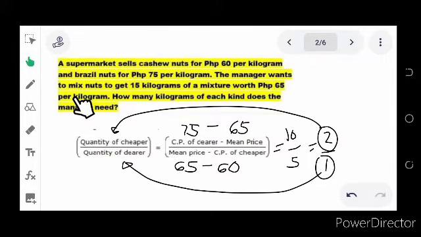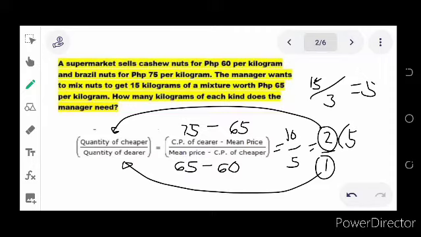But all in all, there are 15 kilograms. So all we have to do is to take the total number of kilograms in the mixture, which is 15, divided by the total number of parts created by the ratio of the quantities that are being mixed. In this case, that's 3. So that gives you 5. So each part is 5 kilograms. Then you just multiply each part here.